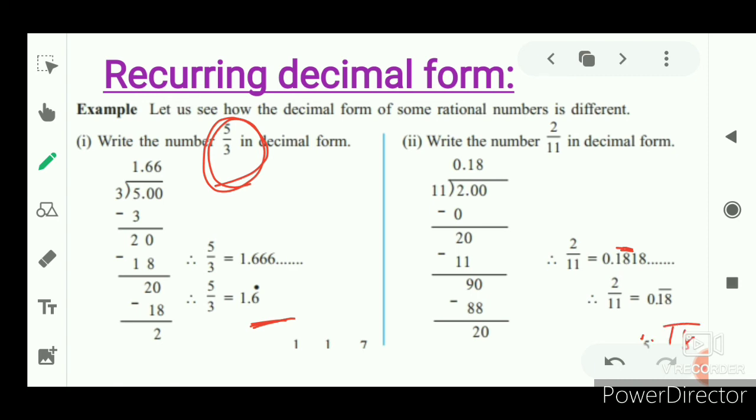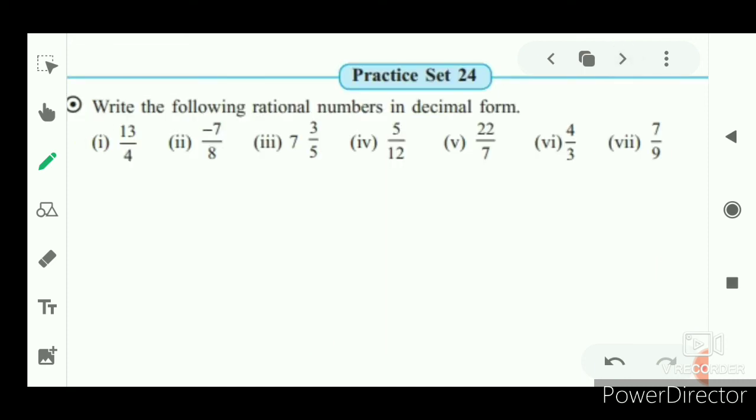Clear this concept: what is terminating decimal form and what is recurring decimal form. If you want to find the decimal form of any number, we just divide that number by its denominator. And if the numbers are repeating, then that form is called a recurring decimal form. Let's see the practice set number 24.